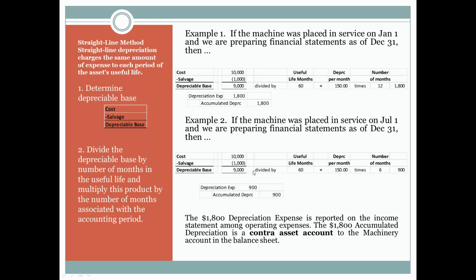Depreciable base is $9,000. Number of months is 60, $150 a month. The number of months for this accounting period is 6 months. So our depreciation in this instance is $900. In our first example, the $1,800 of depreciation expense is reported on the income statement among the operating assets, and the $1,800 of accumulated depreciation in our journal entry up here is a contra asset account to the machinery account in the balance sheet. So the contra asset account accumulated depreciation is associated with the machinery account in the balance sheet.